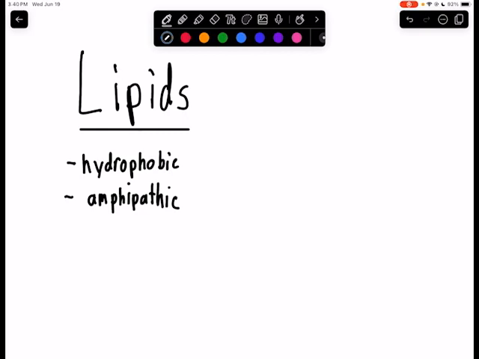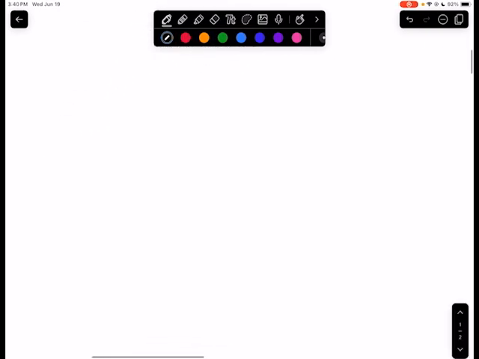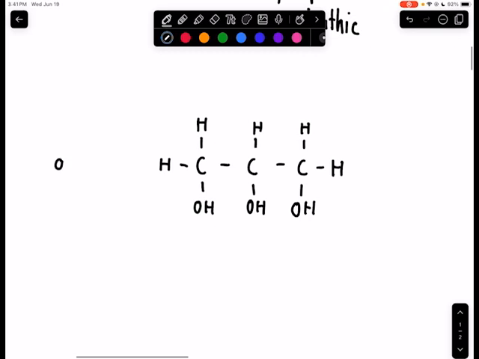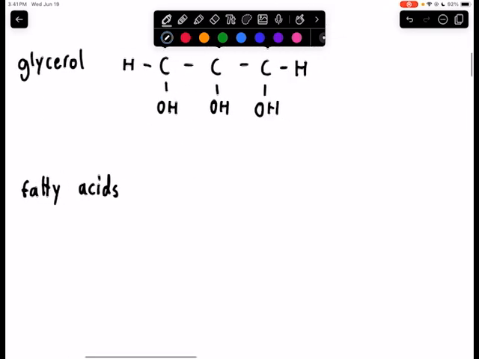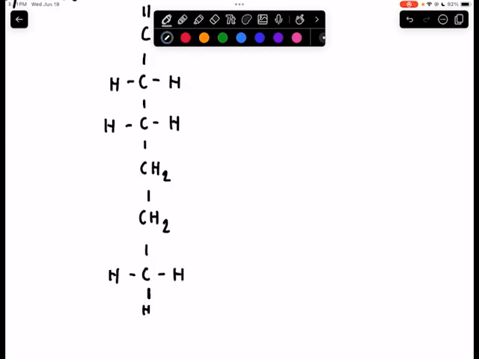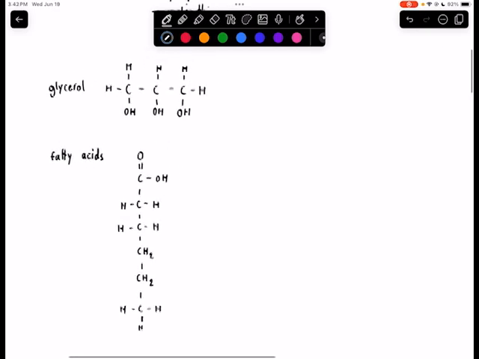So let's take a look at some examples of these. First off, we have monomers. So you have things like glycerol, and that looks like this. And things like fatty acids. So this is a glycerol and fatty acids. And those look like this. All right, so that's glycerol. That's a fatty acid. Those are pretty simple. Basically, they're hydrophobic because they really don't get along with water, and they really just repel water. So anytime you think of something hydrophobic, really be thinking, okay, lipids.